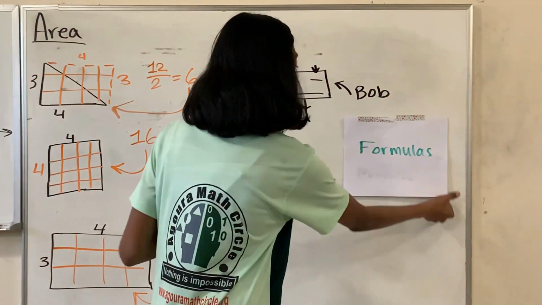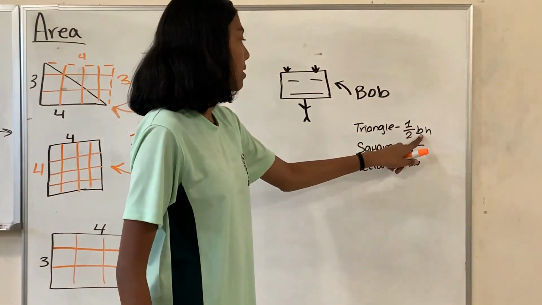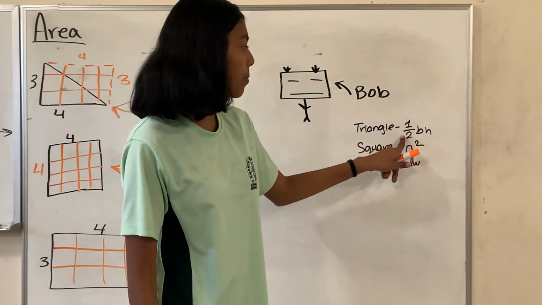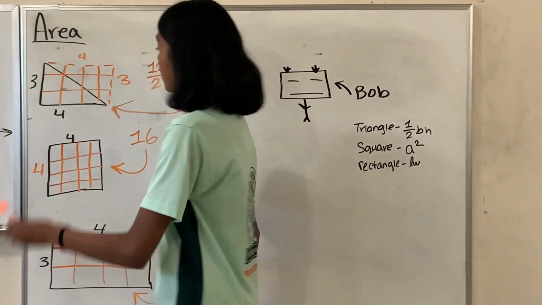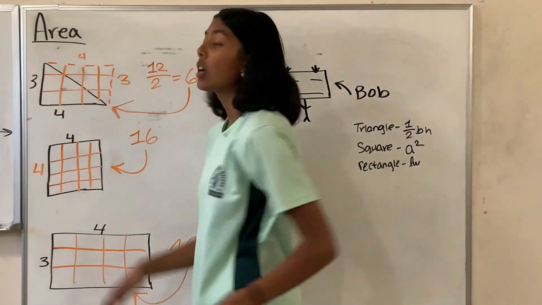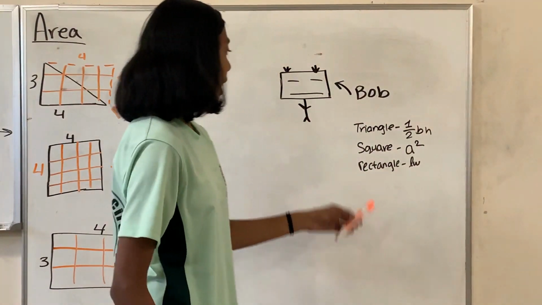Anyways, so our formulas for a triangle. You take the base times the height divided by 2, or multiply by 1/2. So basically in this, the base is 4, the height is 3. 3 times 4 is 12, divided by 2 is 6. And that was our area.